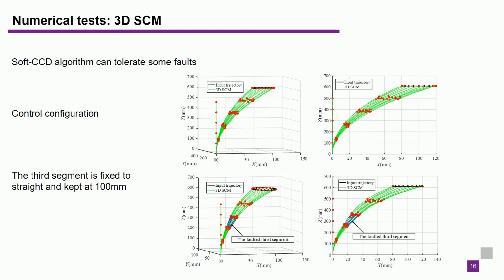To demonstrate the fault tolerance ability, we tested the Soft-CCD algorithm when the third segment of the 3D SCM cannot work normally. The length of the 3 actuators that make up the third segment is fixed to 100 mm, which means the third segment always keeps the straight shape. The results show that the 3D SCM can still find each target position without error.